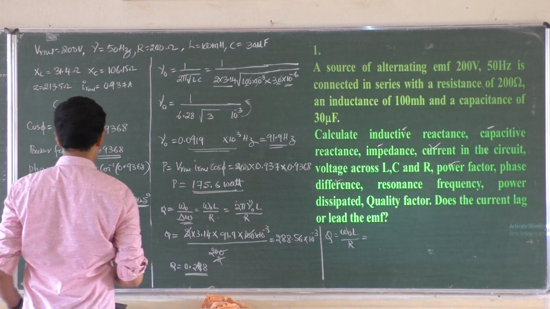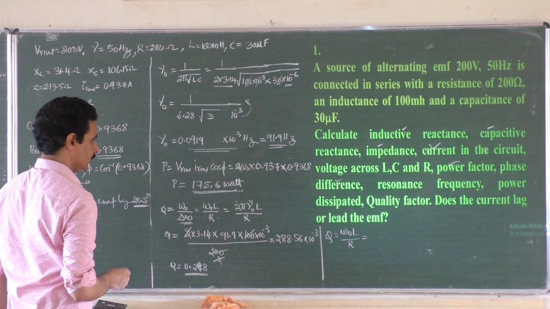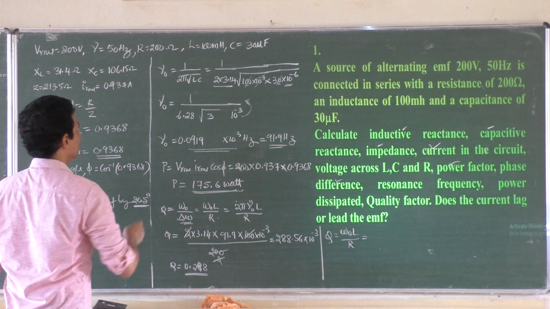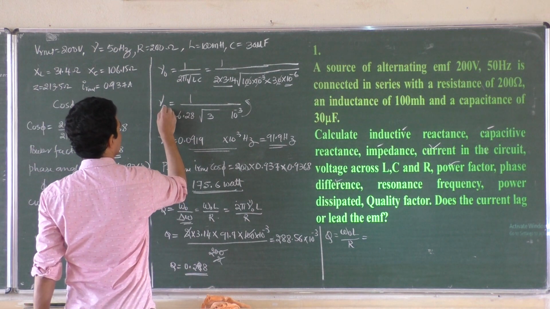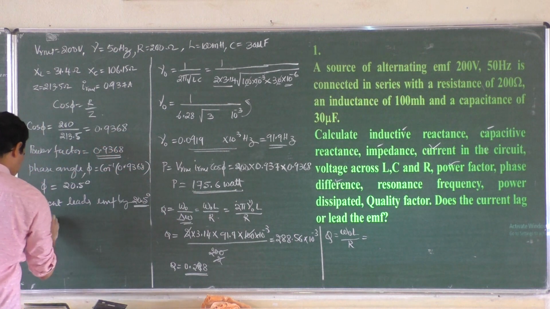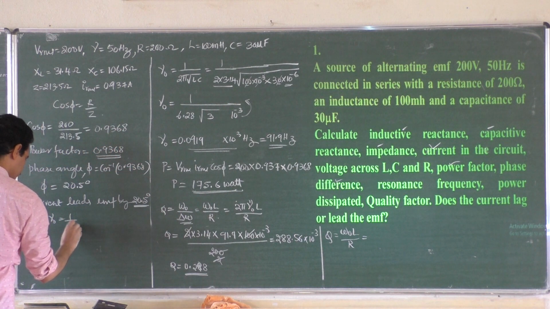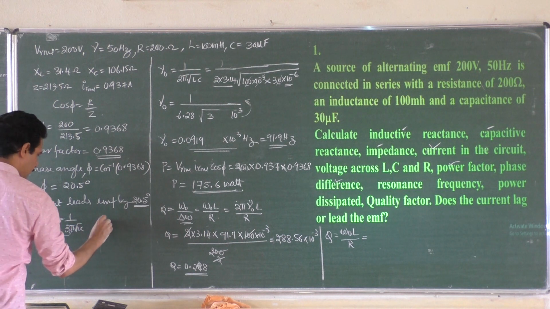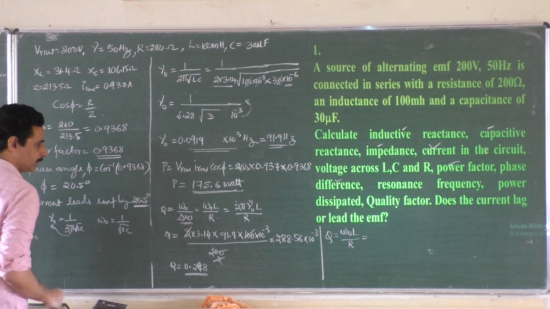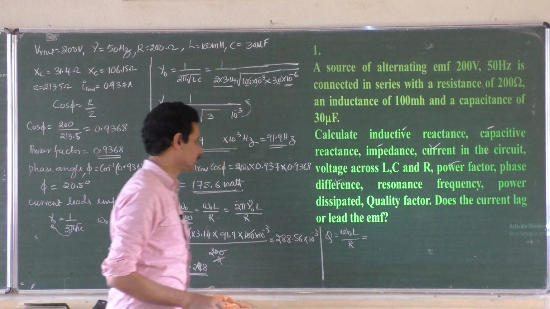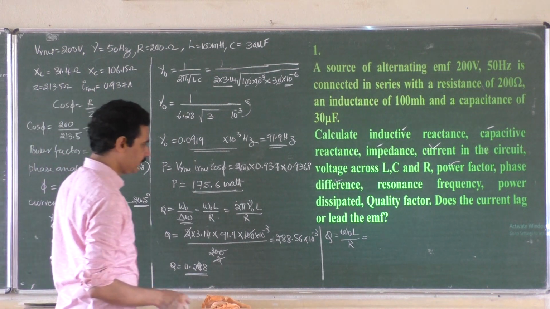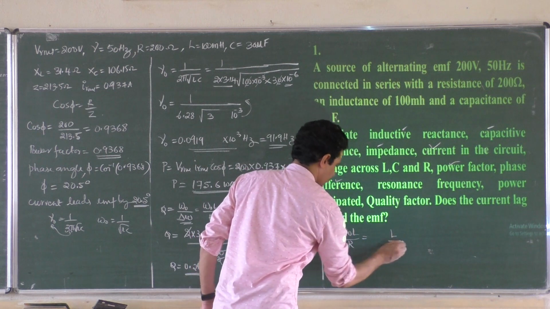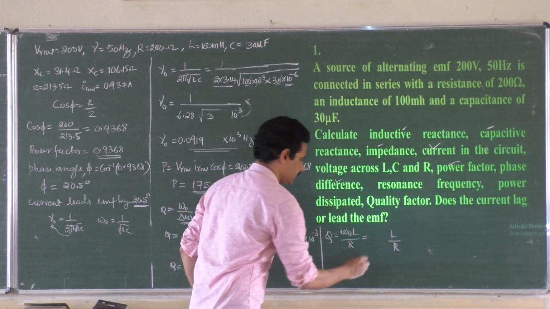We have omega naught L, 2 pi nu naught L, right? The resonant frequency formula: nu naught is equal to 1 by 2 pi root LC. If you bring this 2 pi here, omega naught is equal to 1 by root LC, right? Here we have used 2 pi nu naught, that's all. The 1 by root LC formula we will use, in L by R.